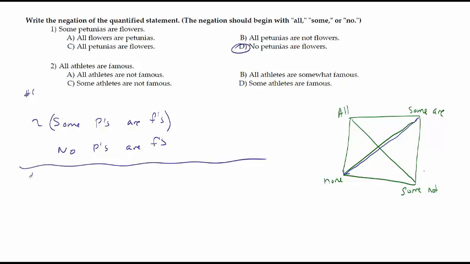All right, so number 2, we're given all athletes are famous. I'm going to write down all A's are F. What's the negation of this? The negation of an all is some are not. So I'm going to say some A's are not F. So some athletes are not famous. That would be letter choice C in this case.